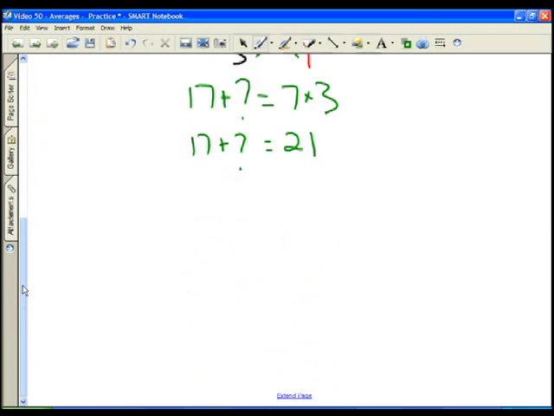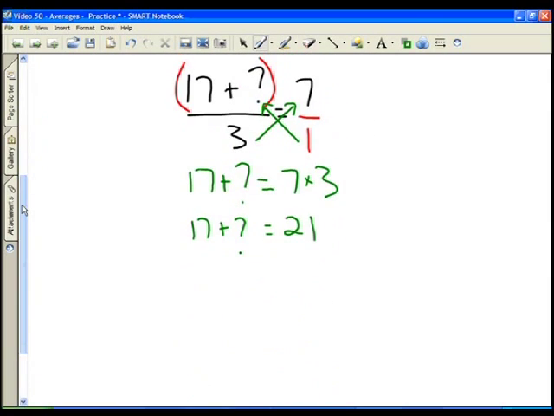And I get 17 plus some number is equal to 21. And now I use my equation solving, and in order to get the unknown by itself, I subtract 17 from both sides, and I'll end up getting my unknown is equal to 21 minus 17, or 4.